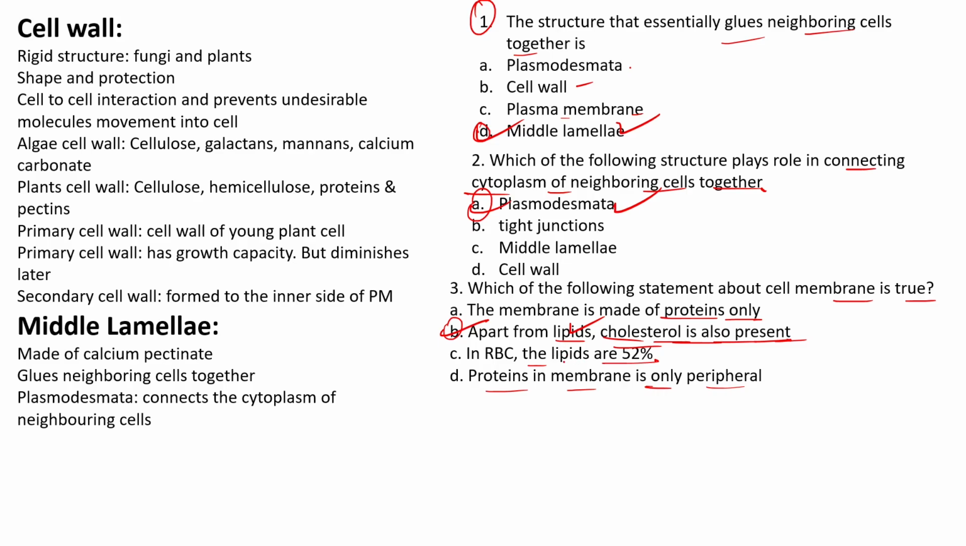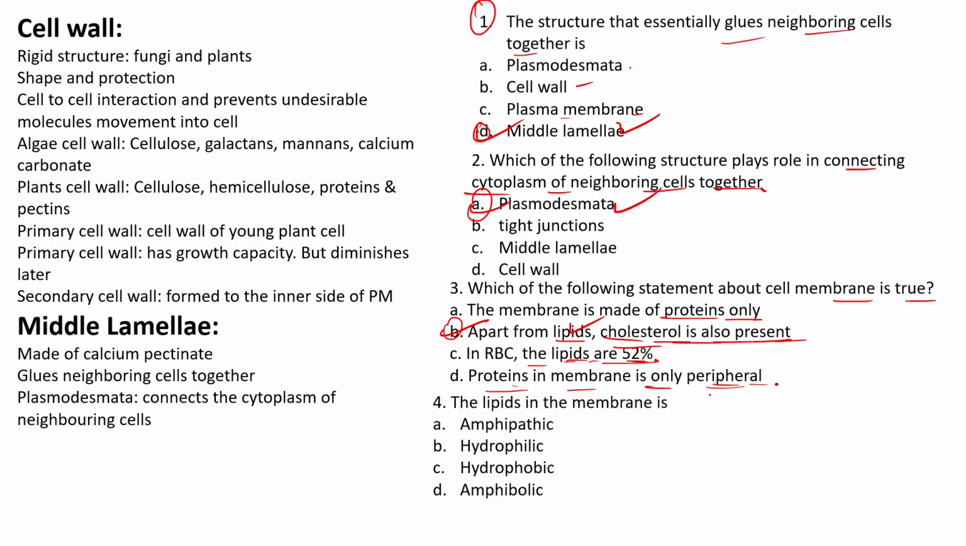Lipids are mainly 40%, the proteins are 52%, and the membrane having only peripheral protein is not true. It is having both integral and peripheral proteins. So now let us look into the next question.